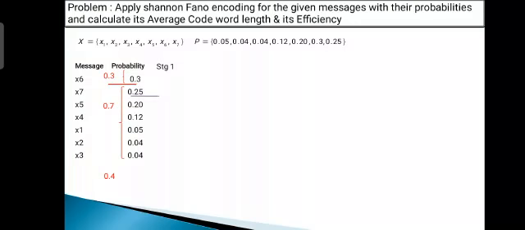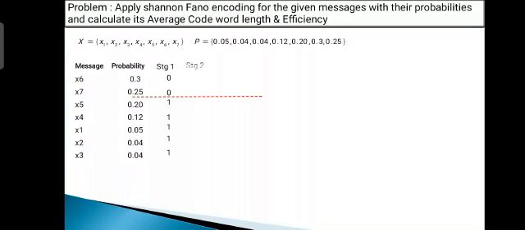For the second try, I am going to consider 0.3 and 0.25 in one set. The sum of these two probabilities is 0.55. And the remaining probabilities in the second set, the sum of these probabilities is 0.45. The difference in this case is 0.10. So the second trial is better compared to the first one. So I'll go for the partition here and I'll assign a binary 0 to the upper partition set and a binary 1 to the lower partition set.